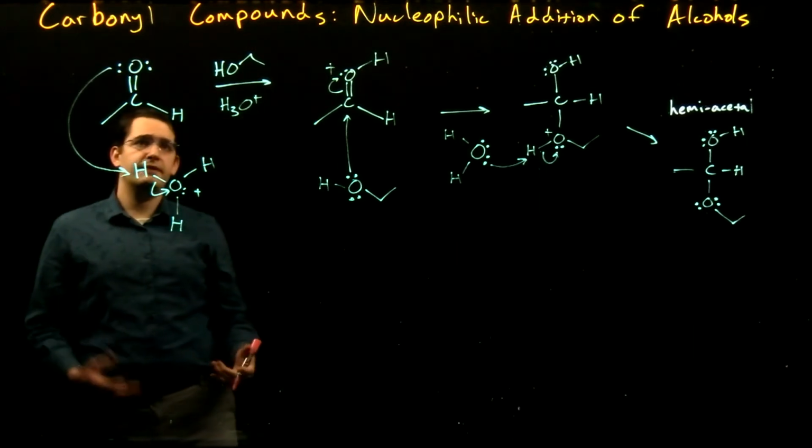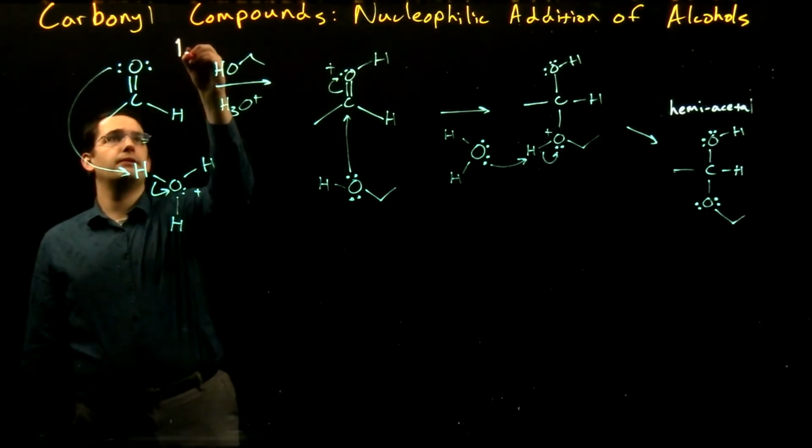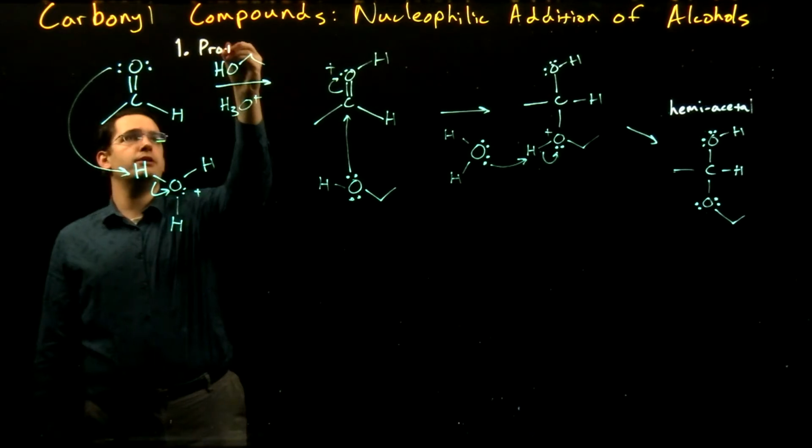So to get to our hemiacetal, we had 3 key reaction steps. We started off with protonation.